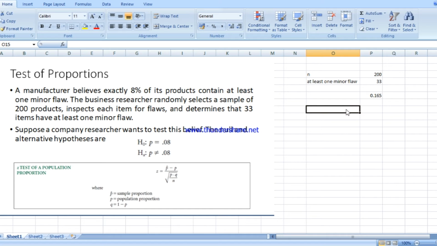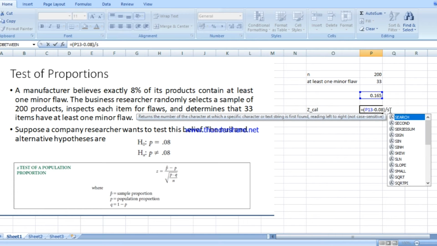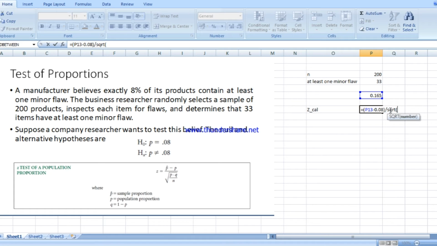Now we'll calculate the z-score, that is z calculated, and z calculated as per formula will be p hat minus p, which is 0.08 in our case, divided by square root of pq by n, that is 0.08 into 1 minus 0.08, divided by n. n is 200. So we are getting z calculated as 4.43.